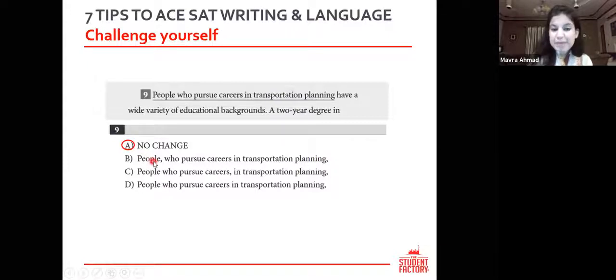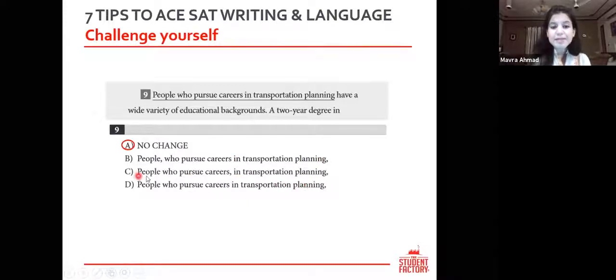अब यहाँ पर people, it's the subject of the sentence, and we do not need to separate it with the help of a comma because it's a restrictive clause. It's the important information in the sentence, so we cannot separate it with the help of a comma. So this comma is not required over here. And same is the case with the comma after planning. इसी तरह option C में भी people who pursue careers in transportation planning.